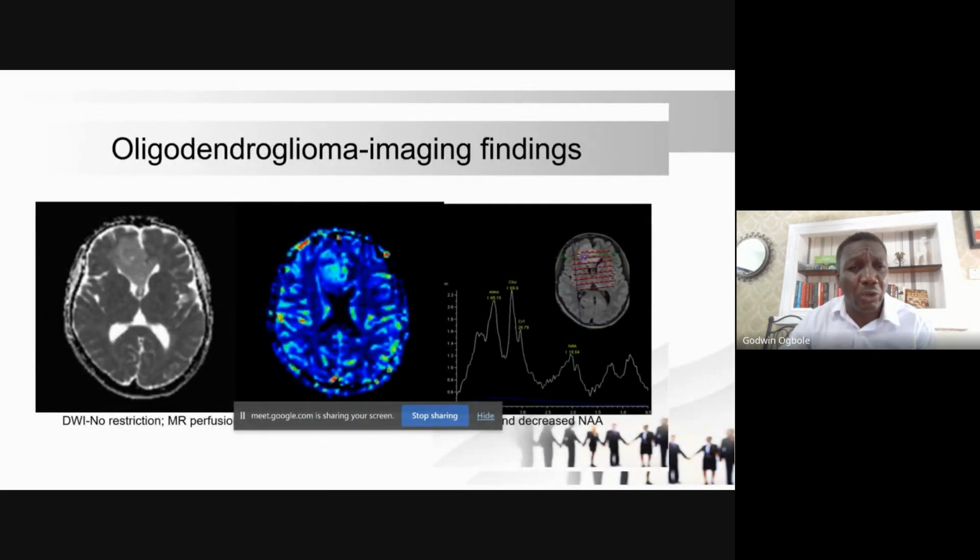This is a case of an oligodendroglioma, where the spectral pattern here is distorted. If you look at the choline and the N-acetyl aspartate patterns, they are all distorted.